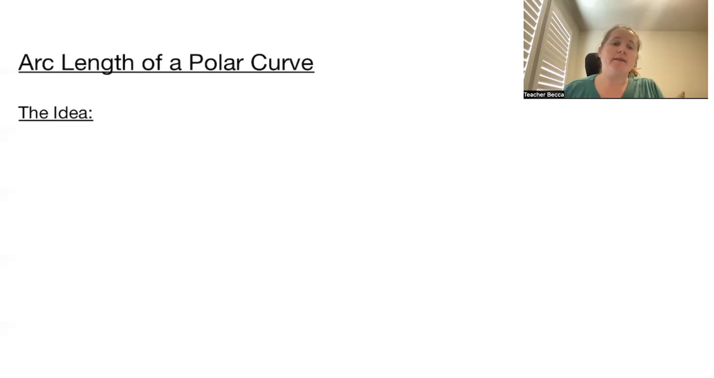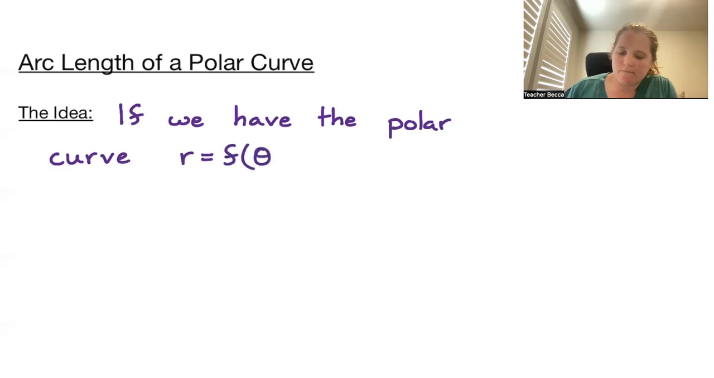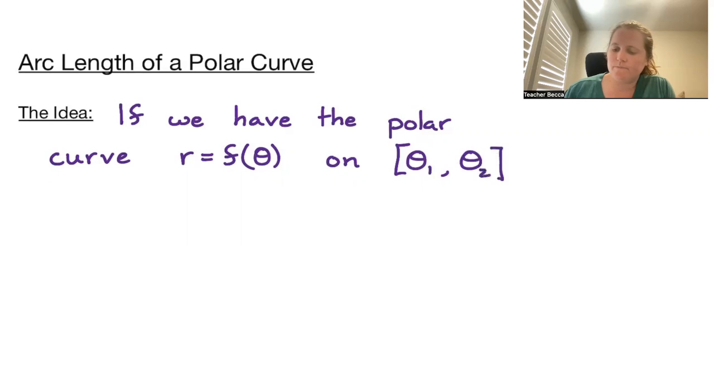Welcome to arc length of a polar curve. So the idea here is if we have a polar curve r equals f of theta on the interval from theta 1 to theta 2, we can view the polar curve as a parametric curve.